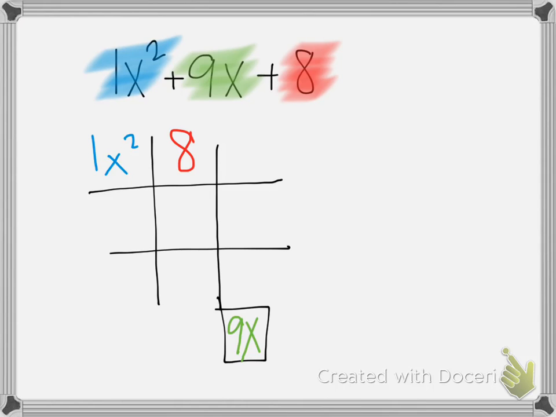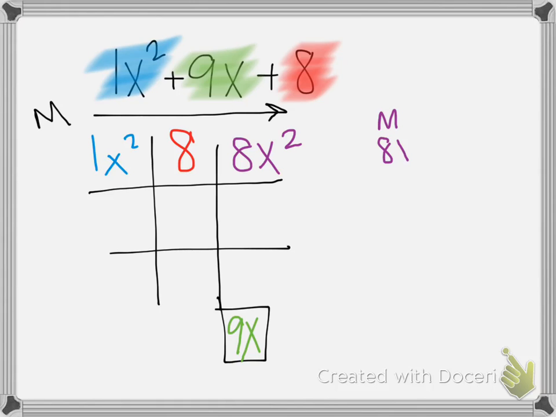So what we're going to do next is multiply across our row that we have written down. So when we multiply, we're going to get 8 times x squared, which is 8x squared. Now, after we multiply that, we need to think, alright, what when multiplied will give us 8x squared, but when added will give us 9x. So we have to think about that.